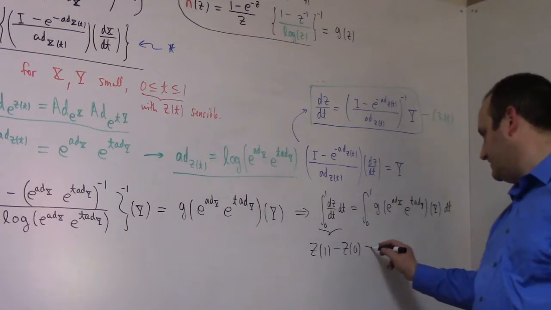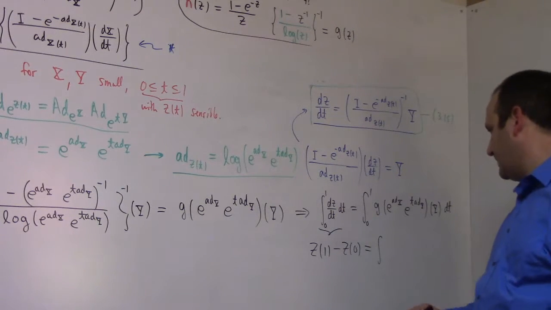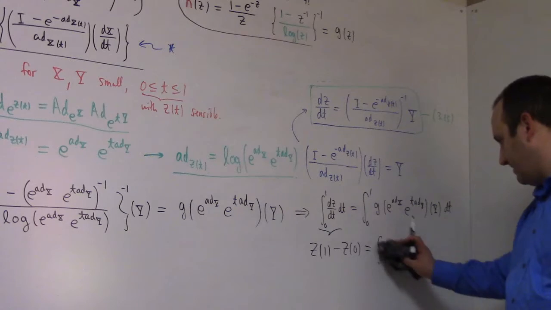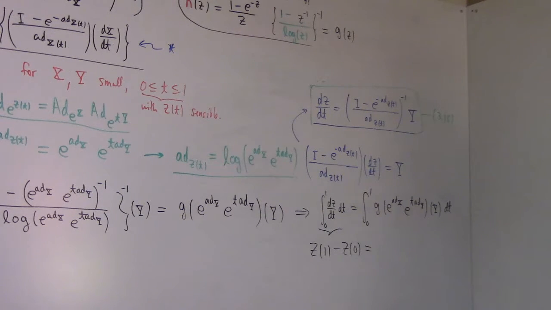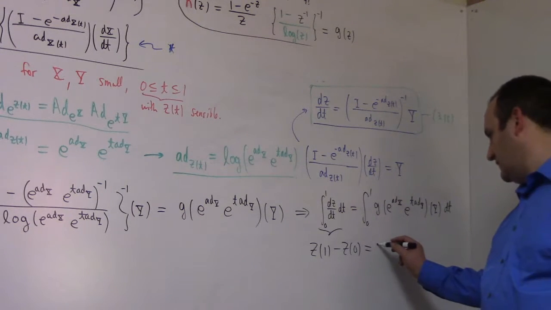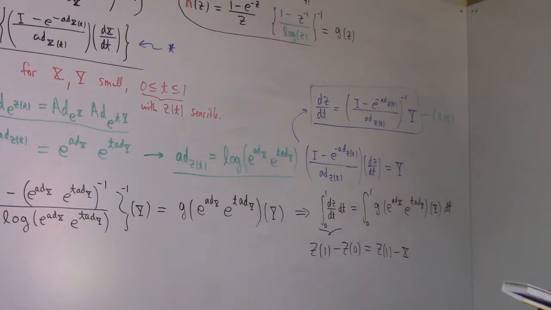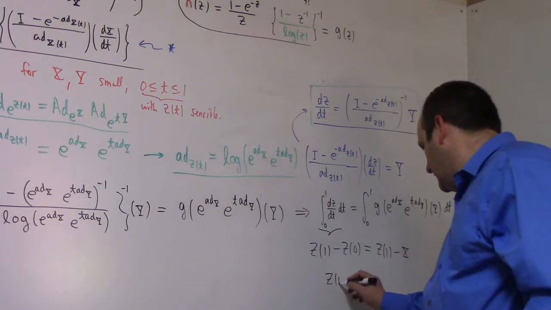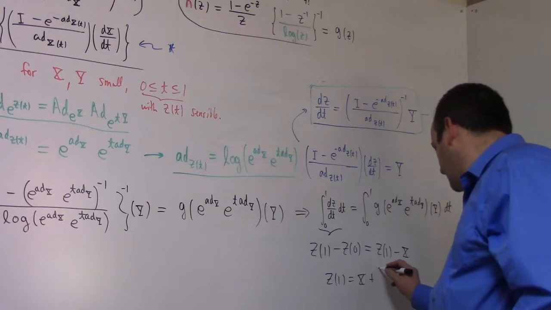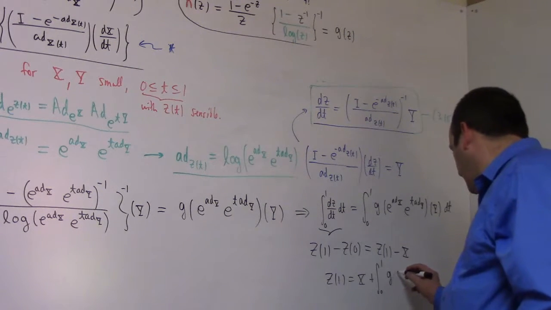But z of 0 is what? 1? No, it's x. What is z of 0? That's a good question. It's log of e to the x times e to the 0. So it's just log of e to the x, which is x. Okay. So this is z of 1 minus x, which is the Baker-Campbell-Hausdorff formula, almost. So we have z of 1 is equal to x plus that integral. And z of 1 is log of e to the x, e to the y.